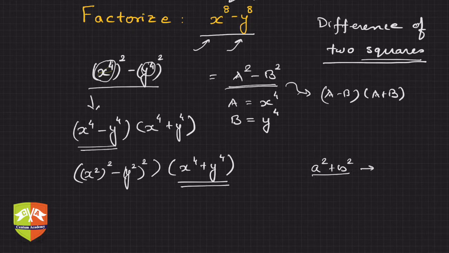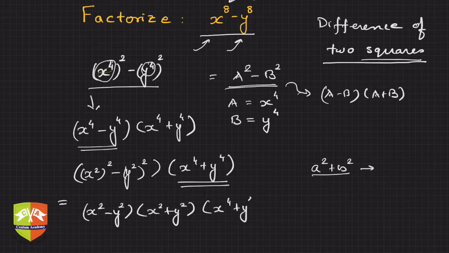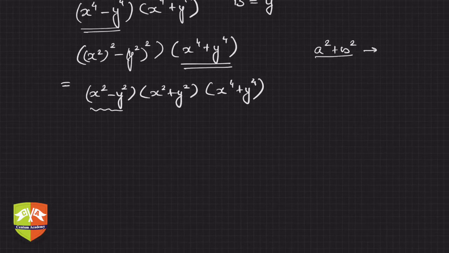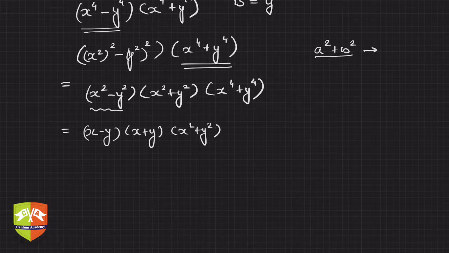So what next? We can write this as again x square minus y squared times x square plus y square and x to the power 4 plus y to the power 4, right? So we have reduced it to three factors. Now again, this can be further reduced. What can you say about x square minus y square? You can say x minus y, x plus y, then x square plus y square, then x to the power 4 plus y to the power 4. So we got four factors. Now we can't really reduce any further. So this would be our factorization, isn't it? x minus y, x plus y, x square plus y square.